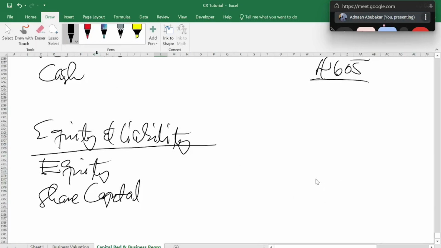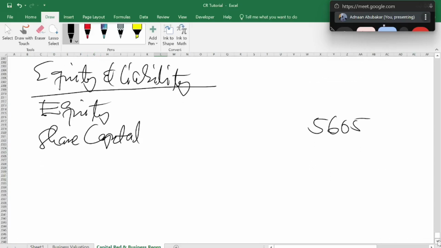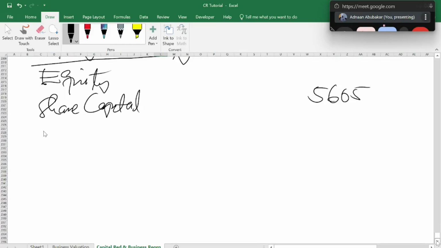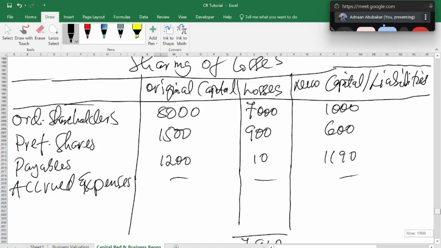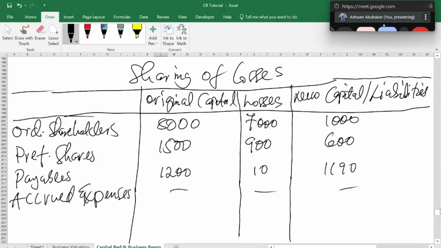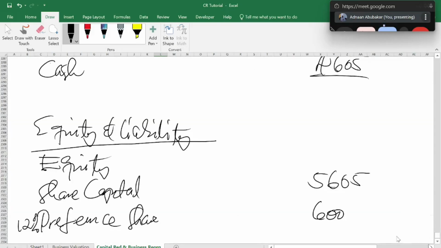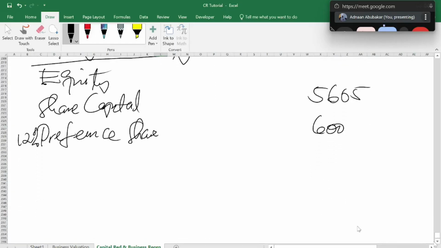And the next one is the 12% cumulative preference share. Okay, the next one is what? The preference shares. How much is it? 12. Okay, 12. So to get the preference share, go up there. After sharing it, have you seen the preference shares? How much is the preference shares now? Currently, the new capital is 600. So that comes here. That is all about the equity, right? Then you come to liabilities.